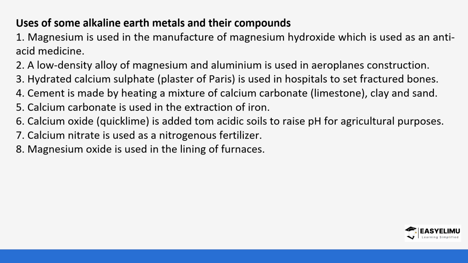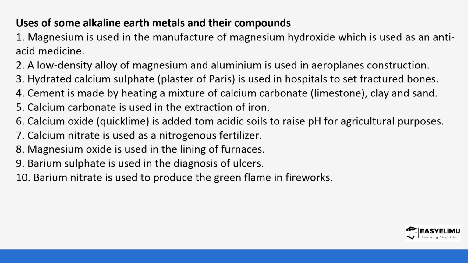Magnesium oxide is used in lining furnaces. Barium sulfate is used in diagnosis of ulcers. Barium nitrate is used in production of fireworks. Calcium carbonate mixed with oil is used to make putty. You can see how much calcium carbonate is being used. So after that, we go and look at a few questions.